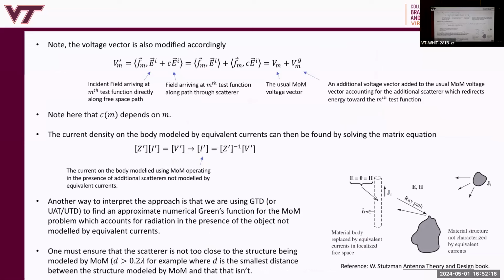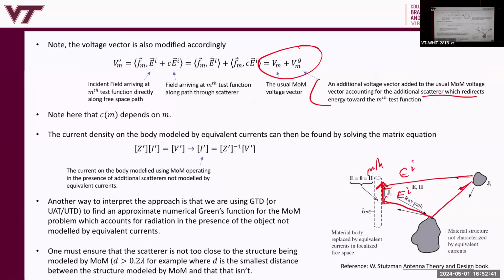Okay, so we also have to do that to the voltage vector, right? So this incident field radiates directly here, carrying E incident, but also radiates here and reflects. And this is also another E incident. That's the same point, right? At the mth test source. So the same exact thing happens. We get another vector here, which is an additional voltage vector added to the usual method of moments voltage vector, accounting for the additional scatter, which redirects energy toward the mth test function, yeah?